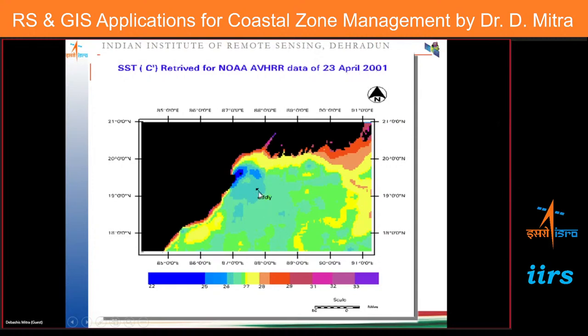You can see the eddy, a circular shape. That means from the bottom, the cold temperatures come. You can see there the temperature is 24, in between 22 to 26 degrees centigrade.